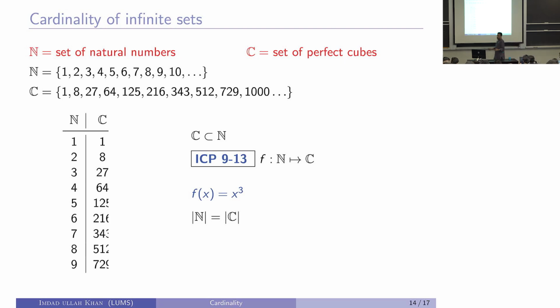And similarly, you can see it for the set of cubes. How would you look at it? You would look at it as 1 cube, 2 cube, 3 cube, right? So for each number, I have a cube, and for each cube, I have its cube root as the corresponding integer.